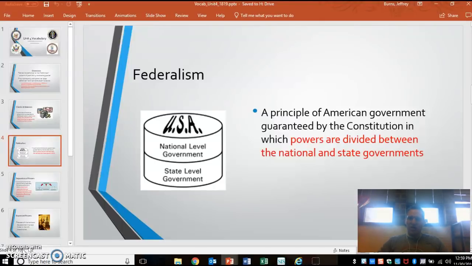We're going to do something called a 9-box chart, which actually has more than 9 boxes. But we call it a 9-box chart because there are 3 branches and there are 3 levels of government. So 3 times 3 is 9. And we're going to talk about federalism and how our government is organized with the federal system.